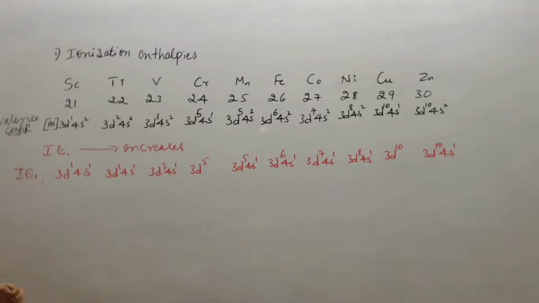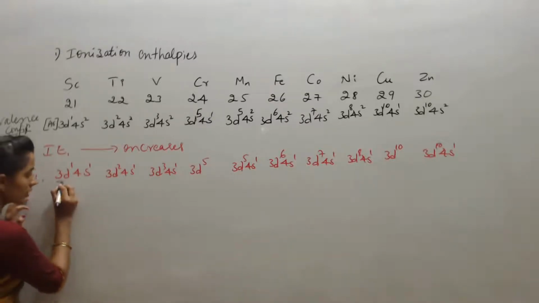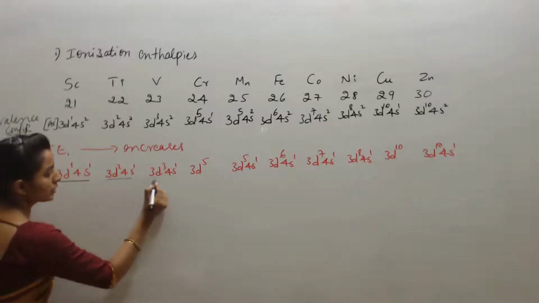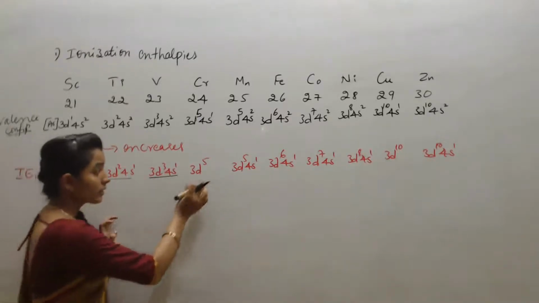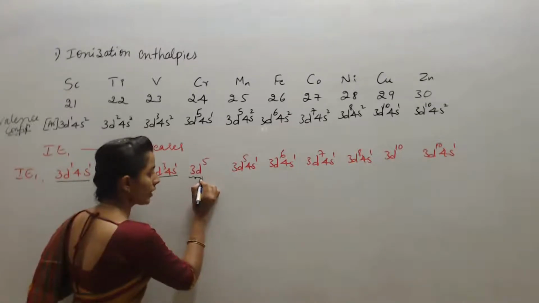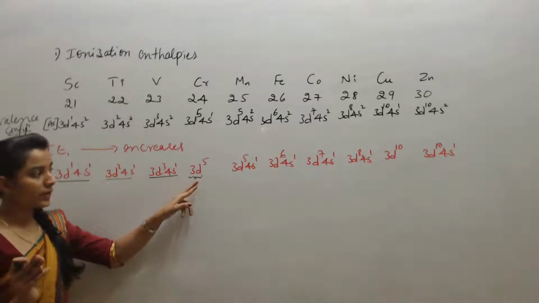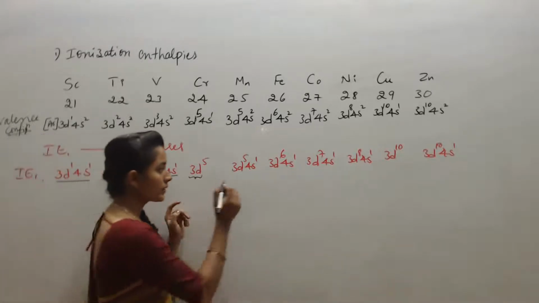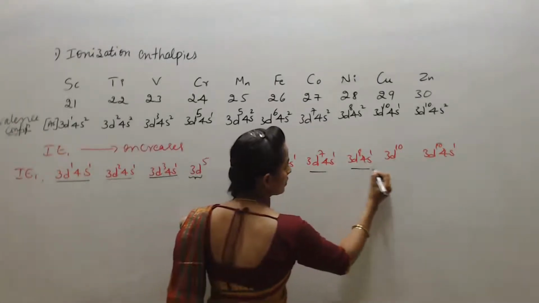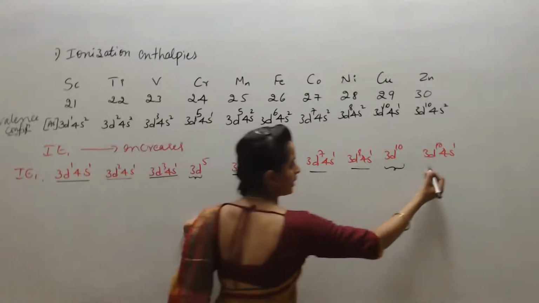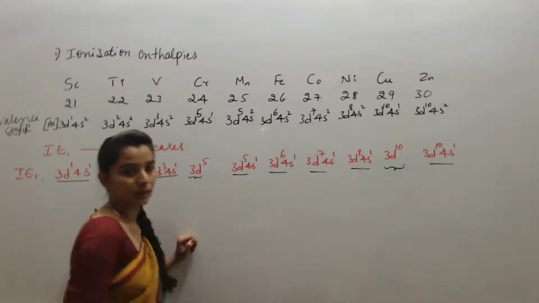So here what happens, students? Listen. This 3d1 4s1 is an unstable configuration. This is also correct. But here it has 3d5 4s0, so the second electron should be removed from the 3d subshell. Next, again the same trend follows. Again here the 3d10 configuration follows the same thing.